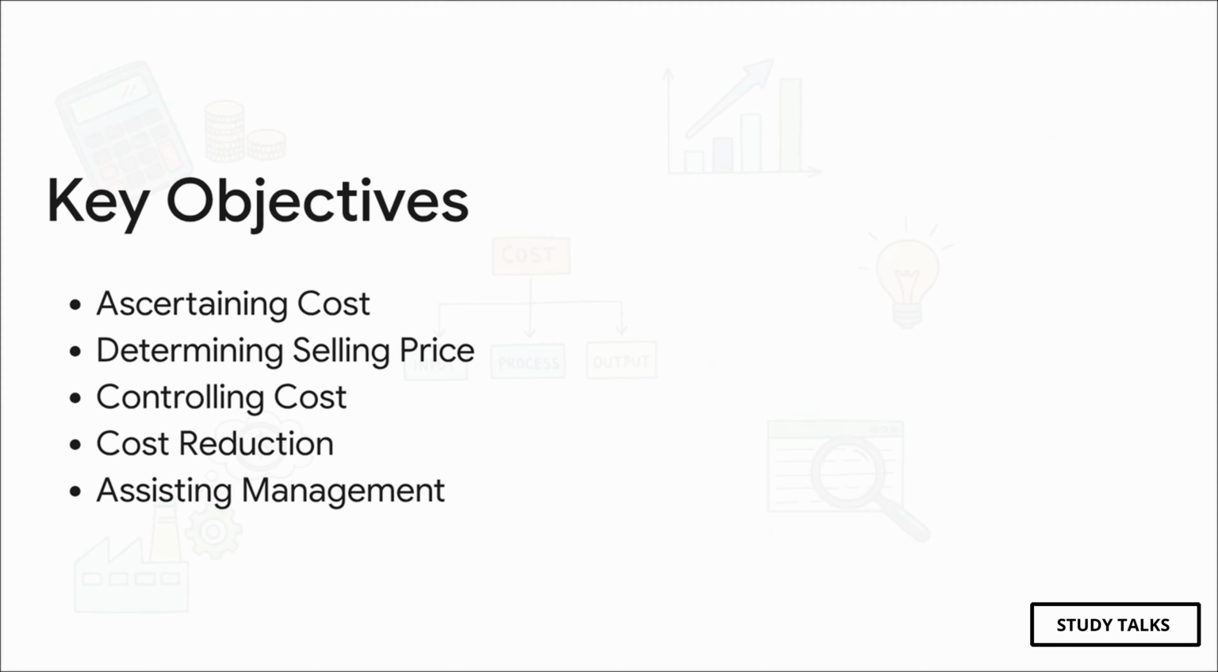You can't set a good price if you don't know your cost. Then we have controlling cost and cost reduction. The system helps them see where money is being wasted so they can become more efficient. And finally, the big one, assisting management in decision-making. With this info, they're not guessing anymore. They're making smart, data-driven decisions. This is literally what a cost accountant is hired to do.